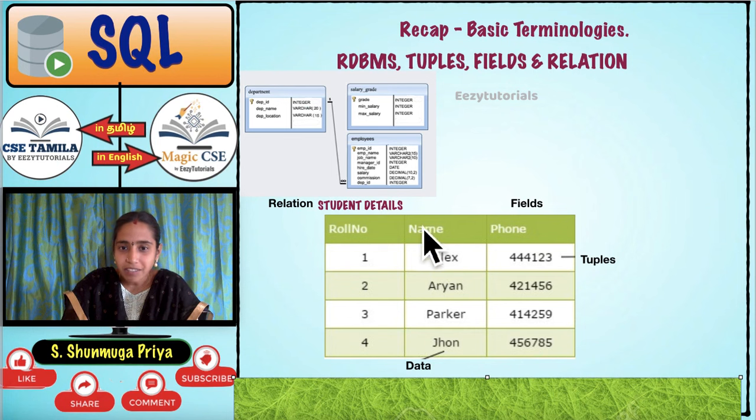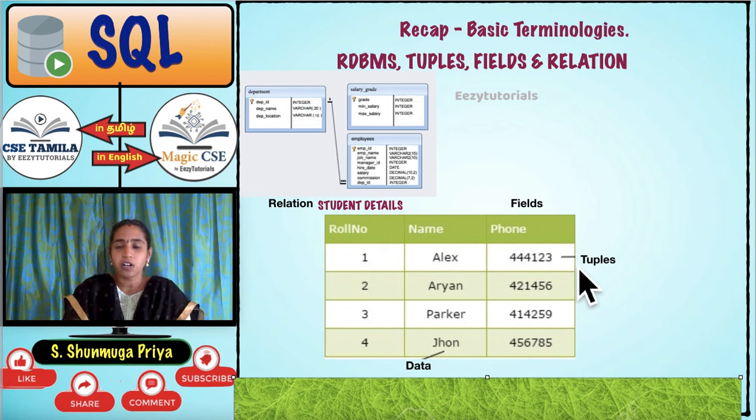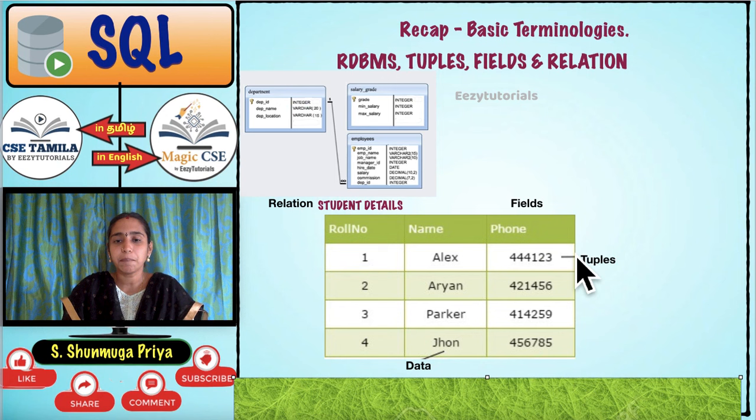Here I have student details: register number, name, phone number, and so on, all the data information. Roll number is a field, name is a field, phone number is a field. If I consider a particular row, the details of Alex are given by this row, and you call this a tuple. A single row is called a tuple or record. Fields and tuples together form a table. The technical name for table is relation. This is a student detail table.